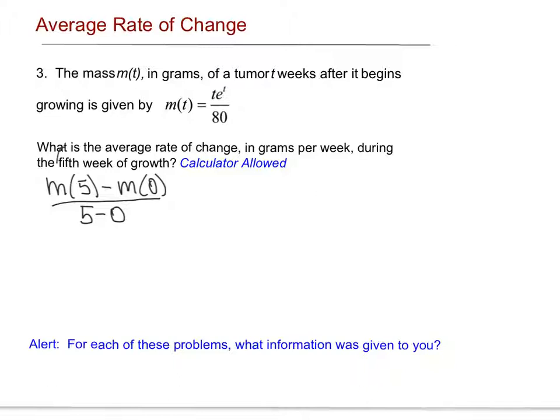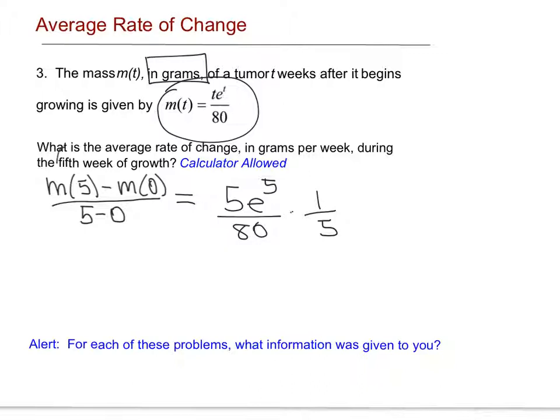Okay, for this problem, again, we are given m of t, which represents the grams of a tumor after t weeks. If we want to find the average rate of change, we're going to have to do slope once again. Since it's during the 5th week of growth, we would go m of 5 minus m of 0 all over the change, 5 minus 0. So we'd have 5 e to the 5th all over 80, multiplied by 1 over 5. Simplifying that, we get e to the 5th over 80, approximately 1.855.